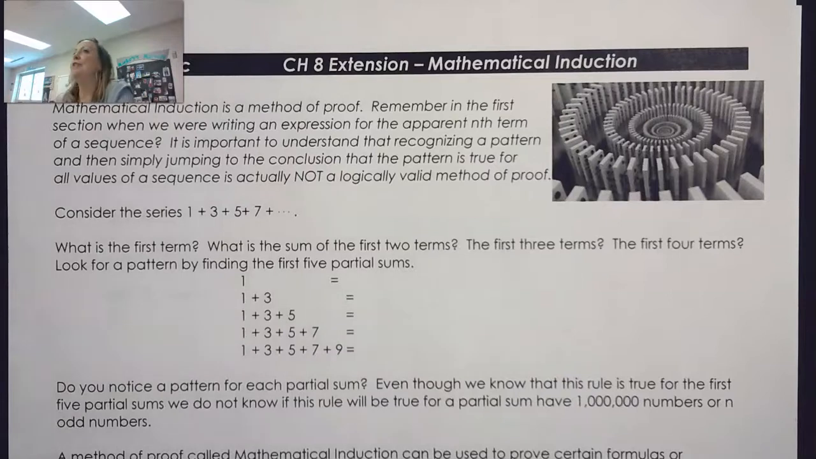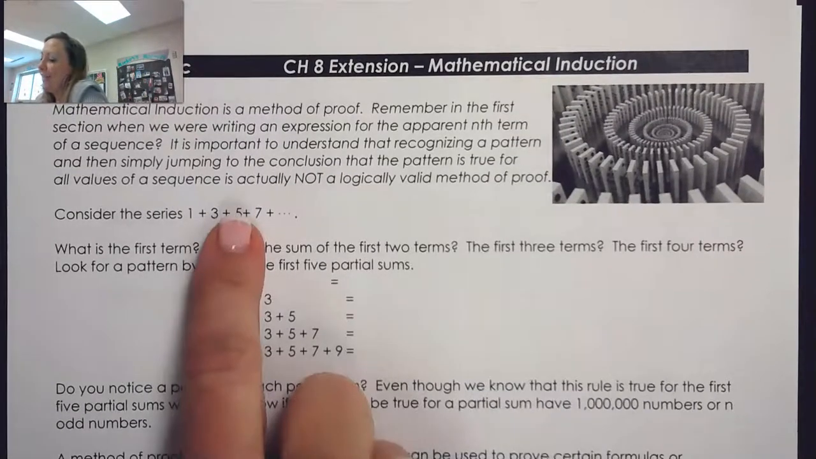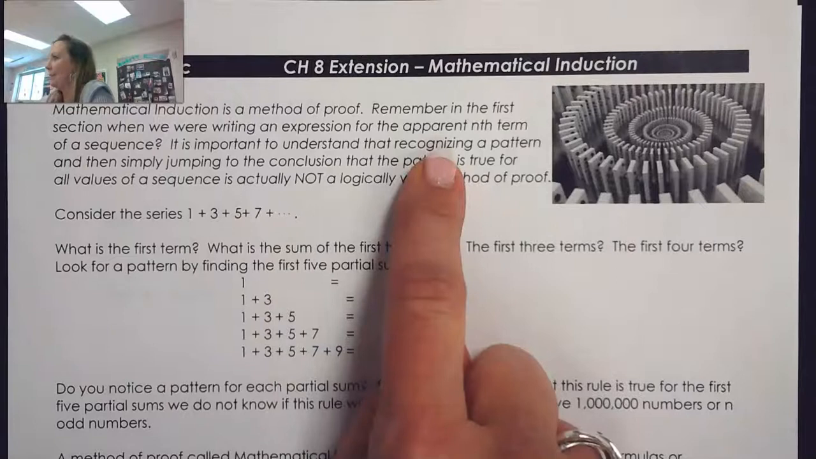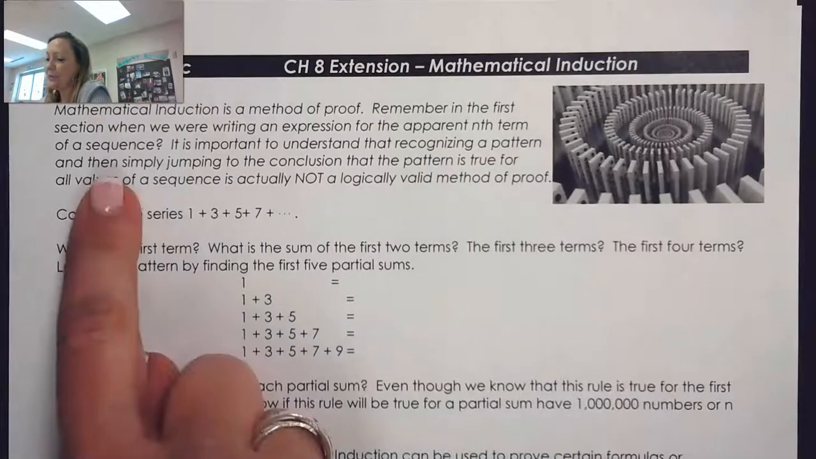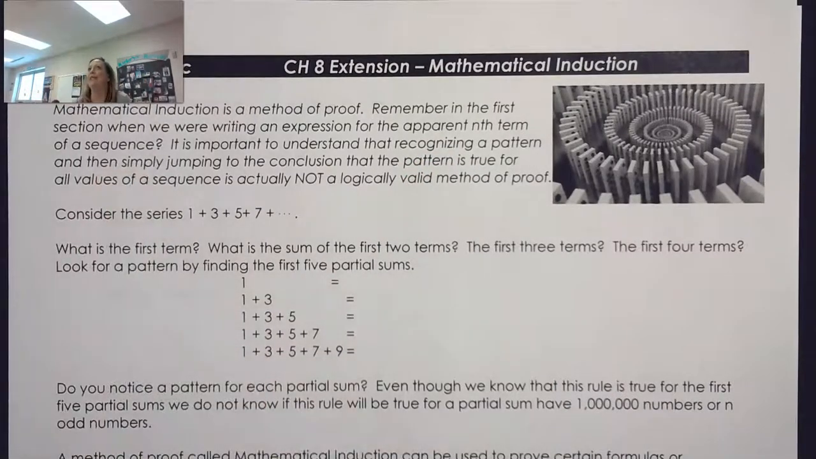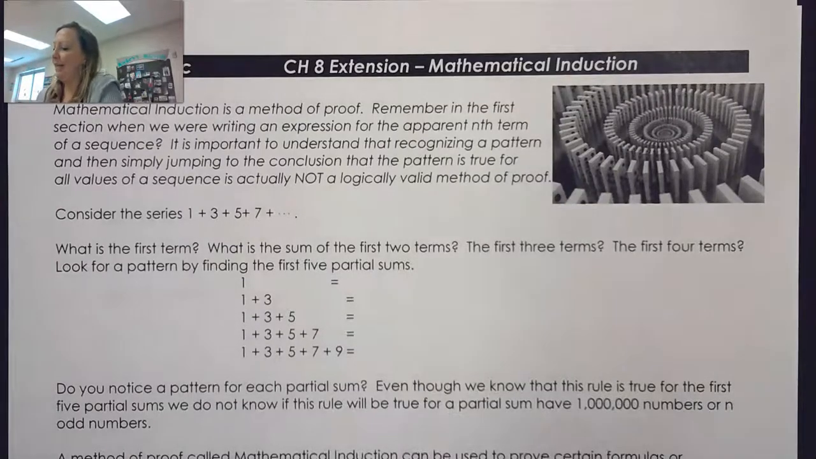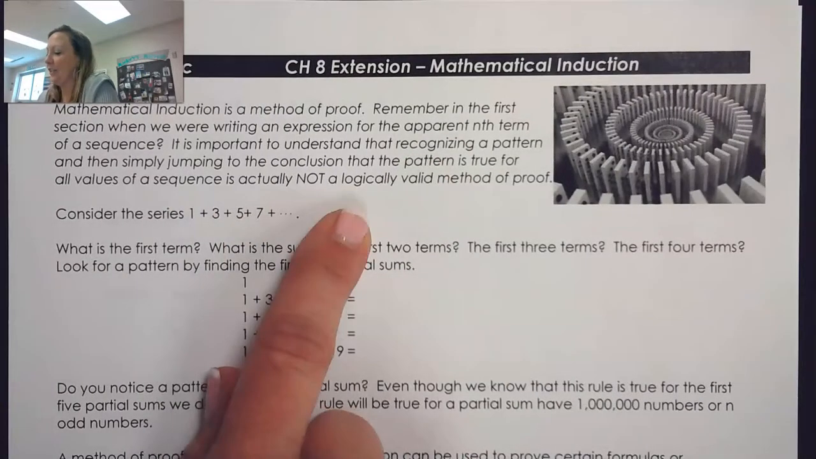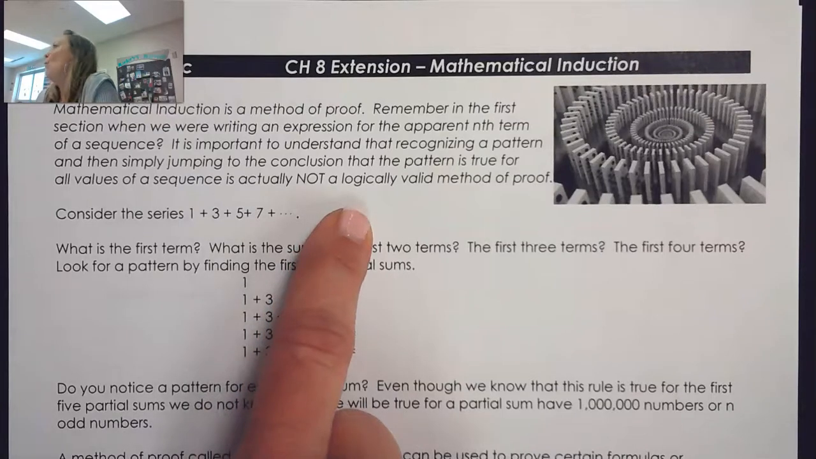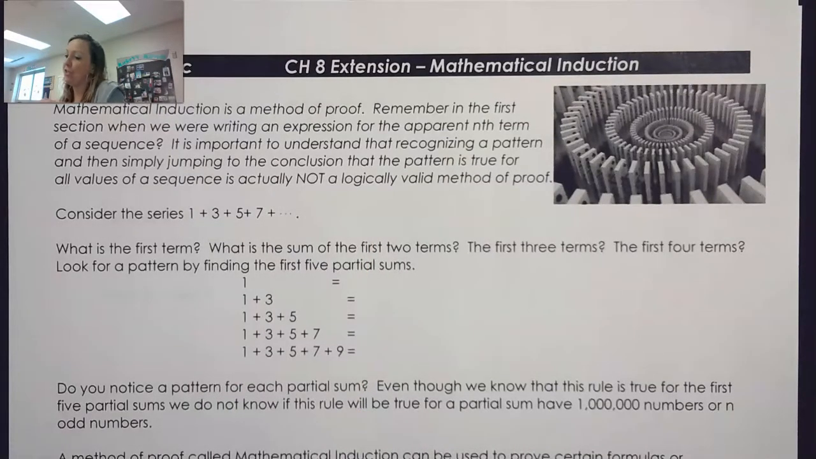So remember in the first section, when we were writing an expression for the apparent nth term, basically like the explicit rule of a sequence, what we did is we kind of assumed that just because we saw it was true for the first couple, that it would be true for all of them. But that really is not a logically valid method of proof, okay? What we kind of want to do is have like a better foundation. Now, obviously, in those cases, you're not going to need to use mathematical induction to prove every time that you do that. But we want to go through this process so that you have that idea down.